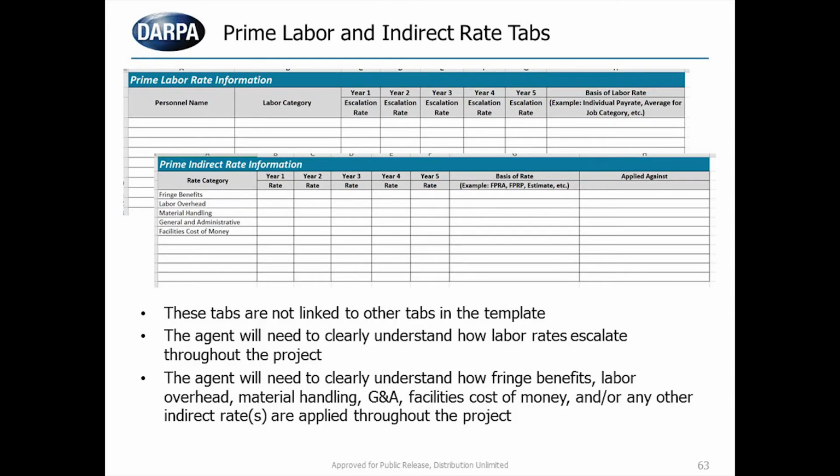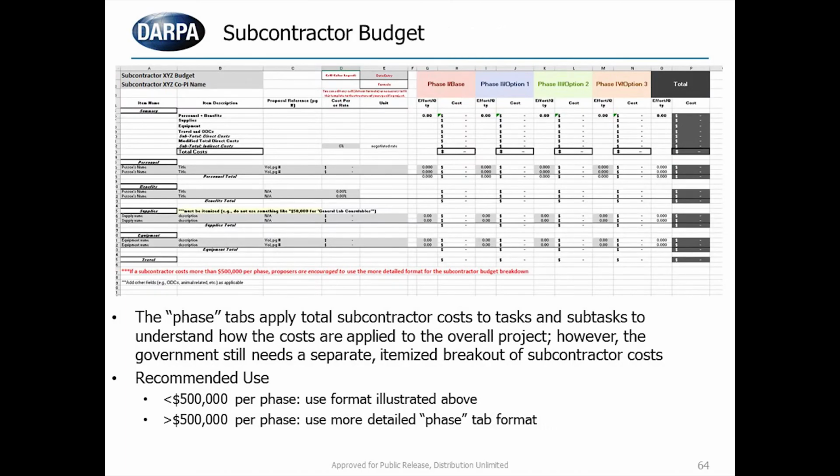In addition, there are many different indirect rates on a project, whether you're from university or industry, and there's a tab that will represent just a high-level overview of what those rates are. Then, as Peter mentioned, it's necessary to provide the same level of detail for subcontractors as it is for the prime. And so we have a separate breakout that provides a summary of the subcontractor budget. You'll notice in the phase tab that there is a line to apply subcontractor costs for task and subtask because we want to understand what subcontractor is working on what task. But again, the detailed breakdown of their costs like personnel, supplies, equipment, etc. is all on this tab here.